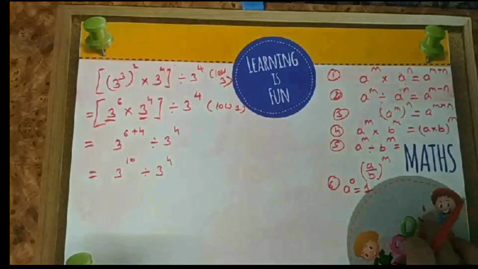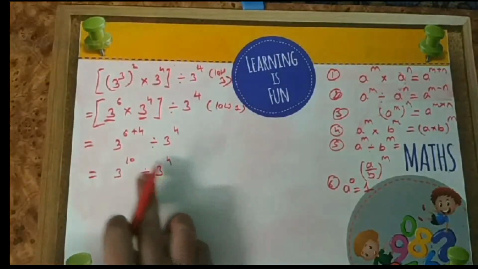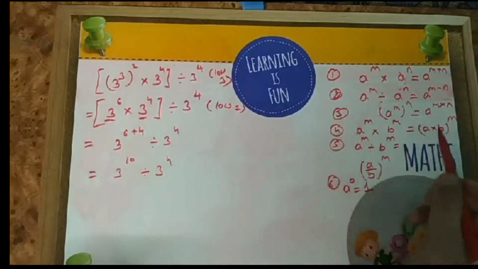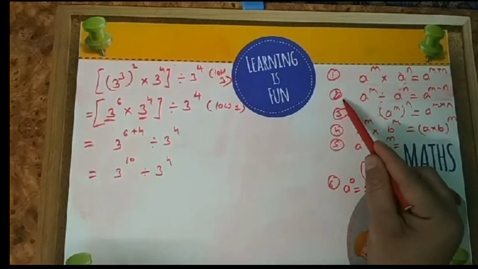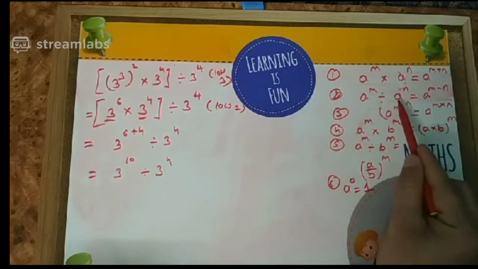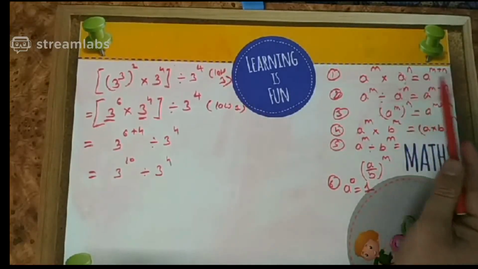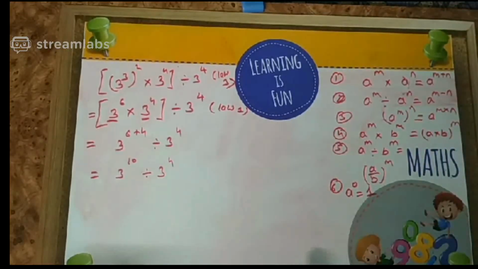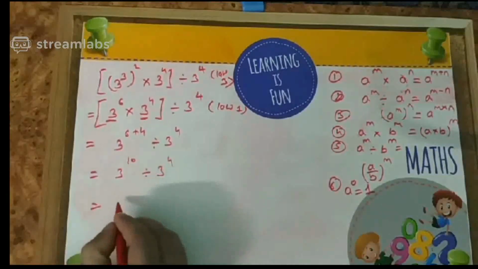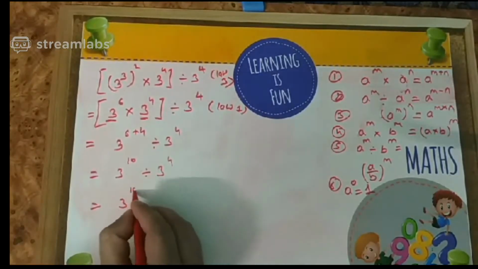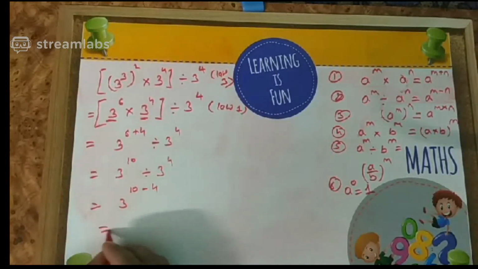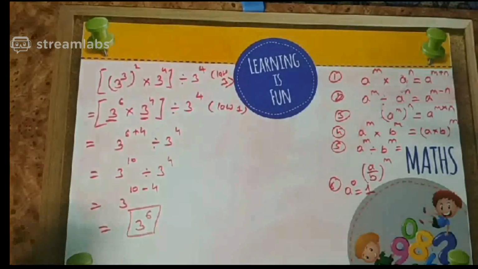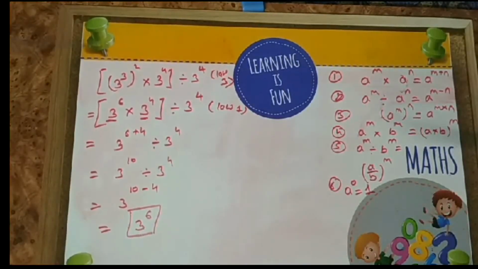Now again the base is the same but the power is different, and we have a division sign. So law number 2 will be applicable here, where the base is the same and the power is different, so the powers get subtracted. Your final answer will be 3 as a base, 10 minus 4, so the answer will be 3 power 6. So here we end our question.